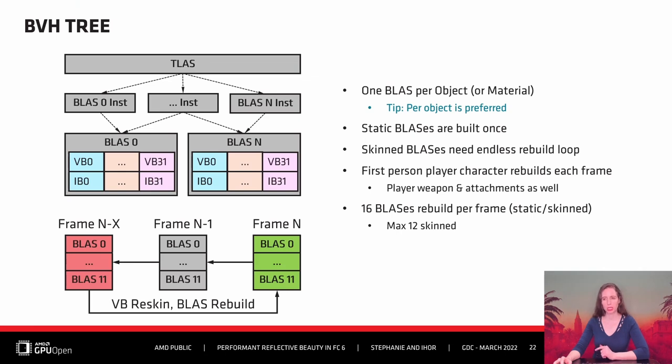Building and rebuilding the acceleration structure is performance intensive. Static BLASes are built only once, but skinned BLASes need to be constantly updated, so an endless loop is formed to update these BLASes from oldest to newest. First-person player character, weapon, and attachments are all rebuilt every frame. To keep performance reasonable, we build only 16 BLASes per frame. This can be a mix of static and/or skinned.